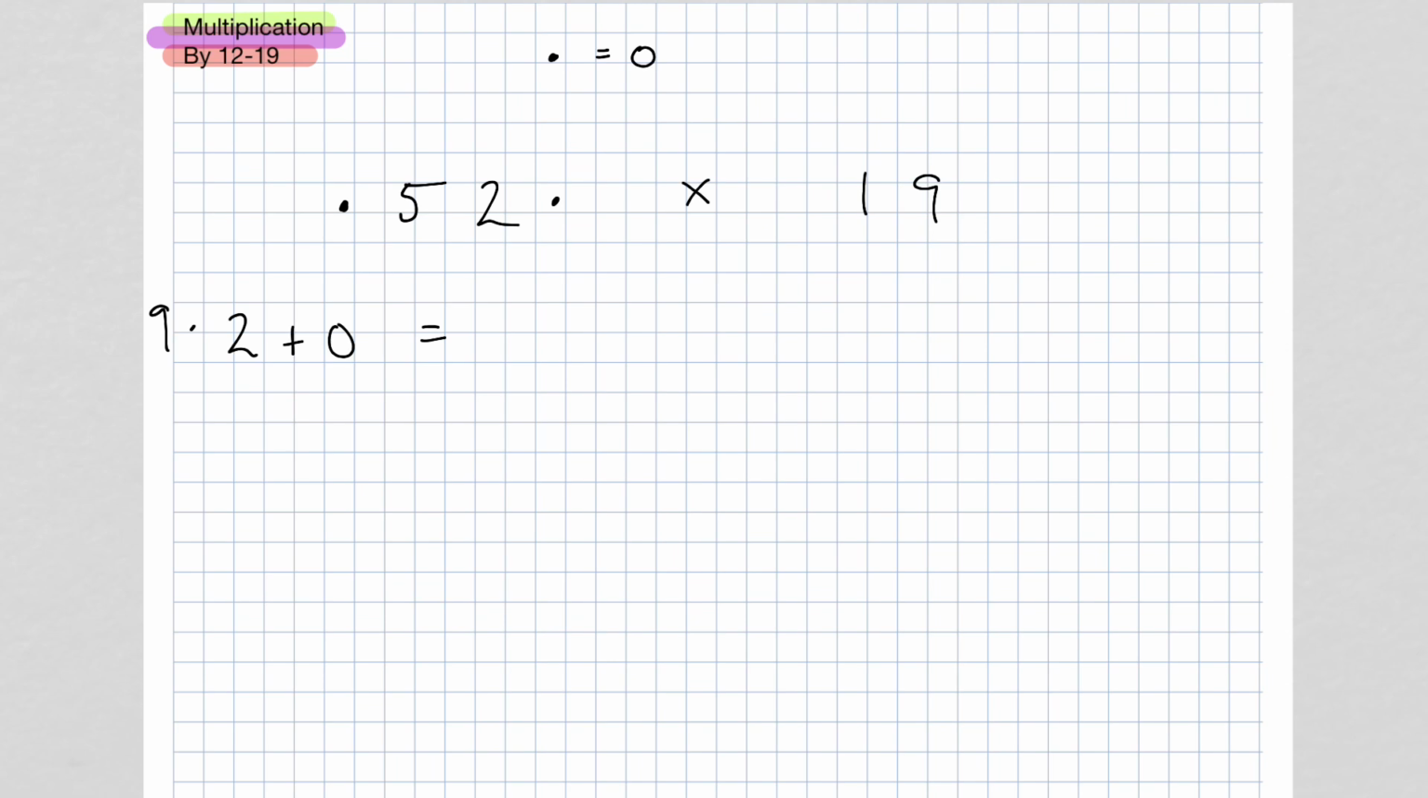Okay, 9 times 2 give us 18. 18 and 0 give us 18. Bringing our answer up here again. We have a big 8, carry a little 1. Now we're going to say 9 times 5 plus 2. Okay, 9 times 5 gives us 45. 45 and 2 give us 47. So bringing our answer up here, big 7, carry a 4.